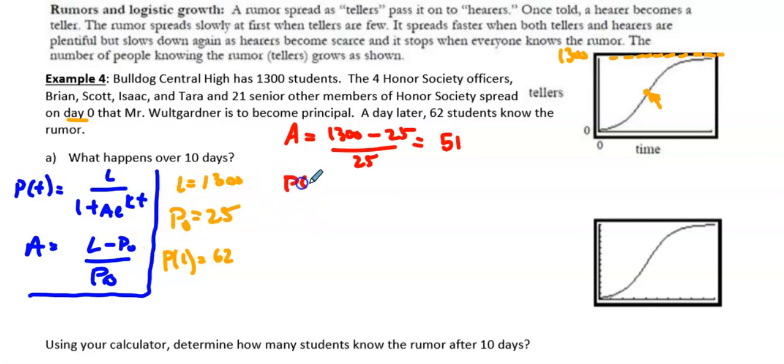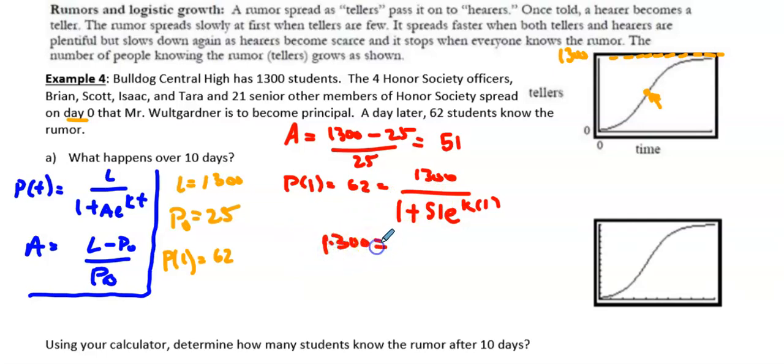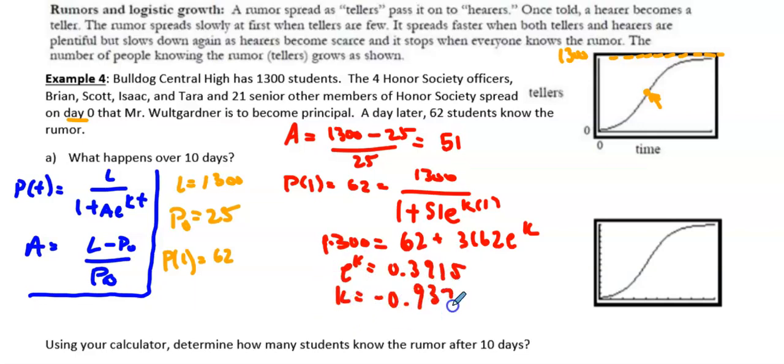We know that P of 1, which is equal to 62, is equal to our carrying capacity, which again is 1,300, over 1 plus 51 e to the k, and t is equal to 1. You guys have seen this so many times before, so I'm just going to write out that 1,300 is equal to 62 plus 3,162 e to the k. E to the k is going to be equal to 0.3915, and so our k is going to be negative 0.937.